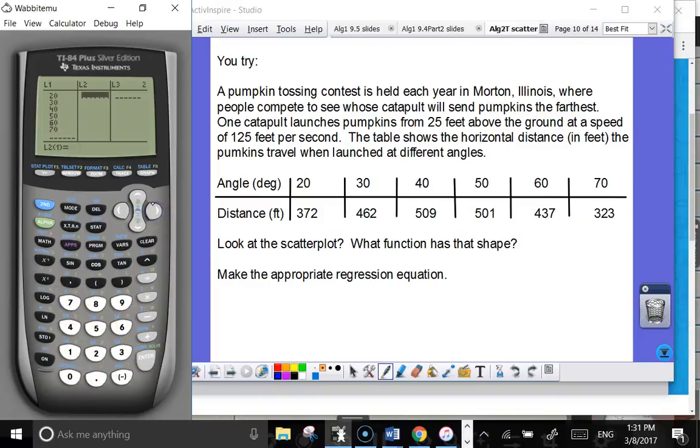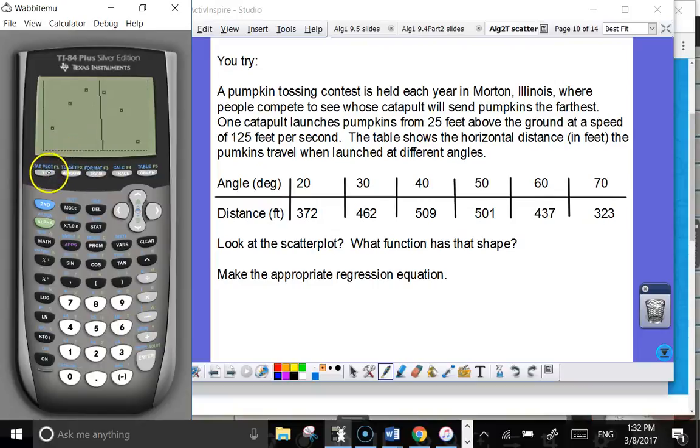Right arrow, 372, 462, 509, 501, 437, and 323. Okay, look at the data. Zoom 9. Okay, now what's that line there?